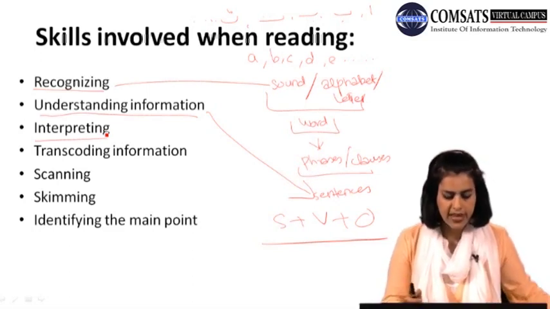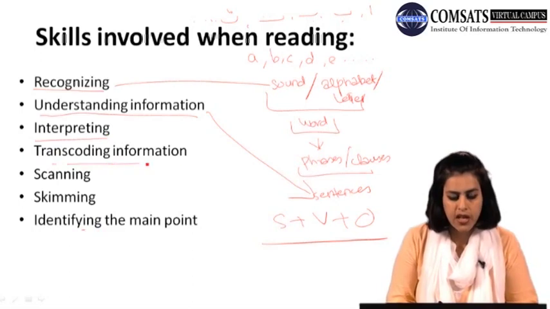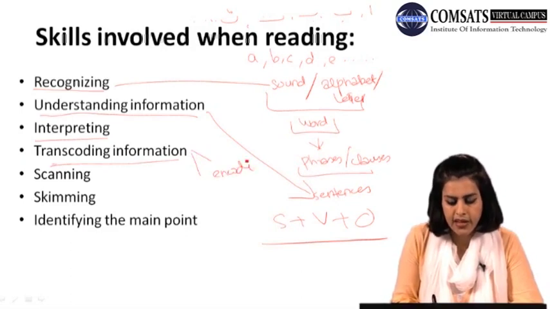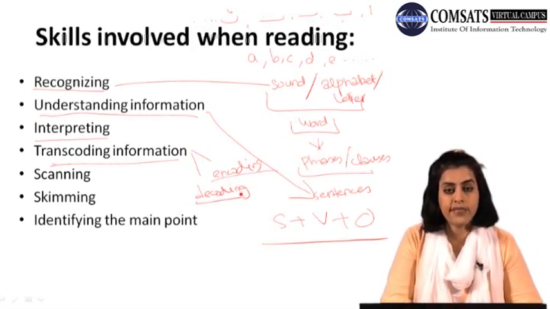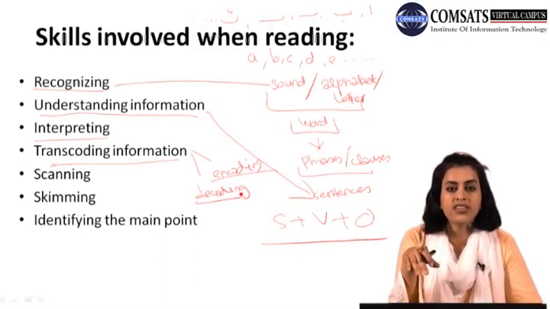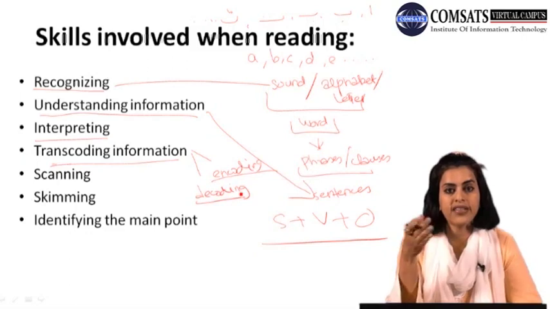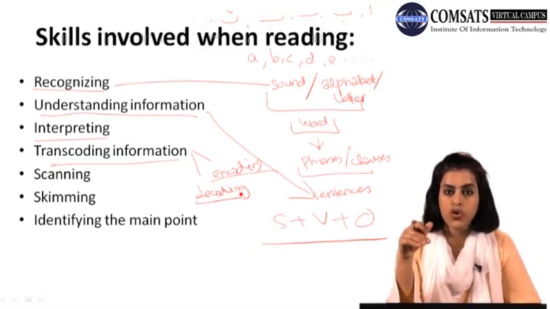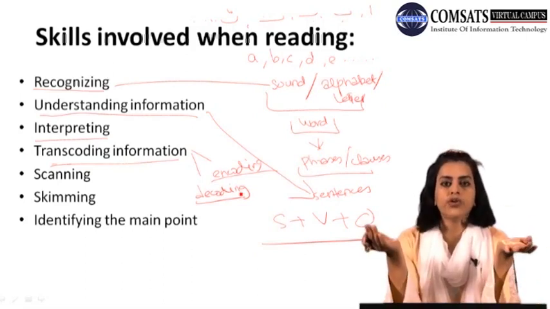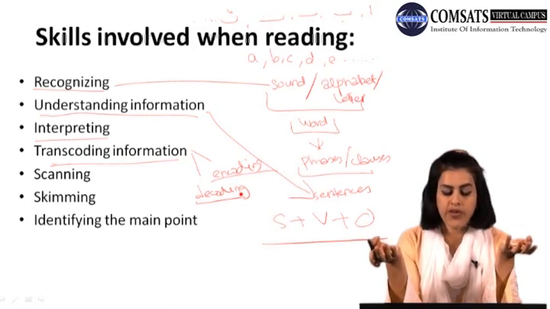Then, talking about the next thing, that is transcoding information. There is a term known as encoding, and another term known as decoding. If you remember, we have thoroughly discussed them in the previous lectures as well. Encoding has something to do with taking in the information, and decoding has something to do with cracking down the information. Transcoding is this process going on and on. So you keep on transcoding the information, you have your own views and your own ideas about the particular thing that you are trying to evaluate.